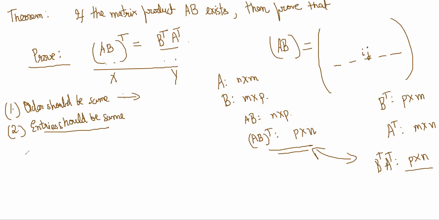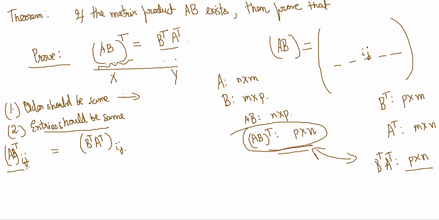Order is matching, now entries should also match. You have to show that any arbitrary entry of this matrix, AB transpose, which is a p cross n matrix, so let's take the ij entry of AB transpose, should match the ij entry of B transpose A transpose. So the ij entry of AB transpose, isn't it the same as the ji entry of AB? That is the meaning of transpose.